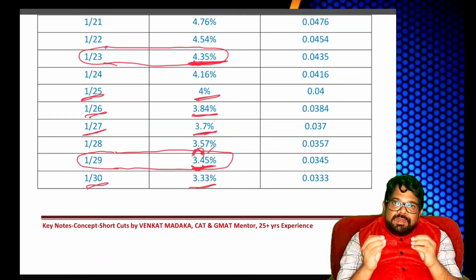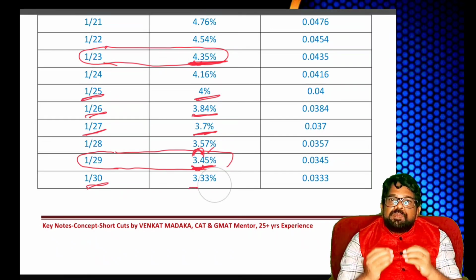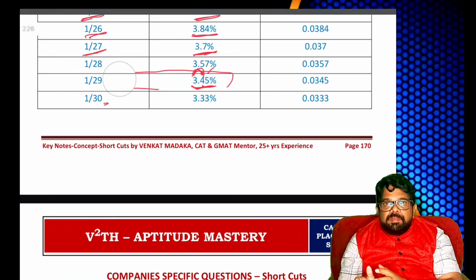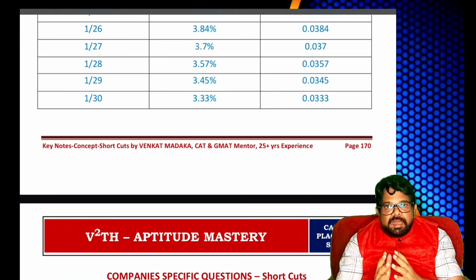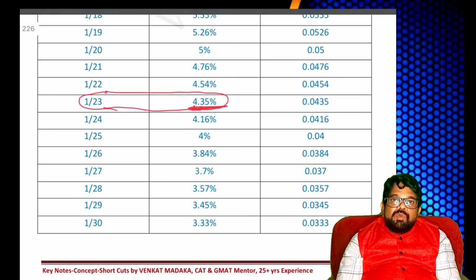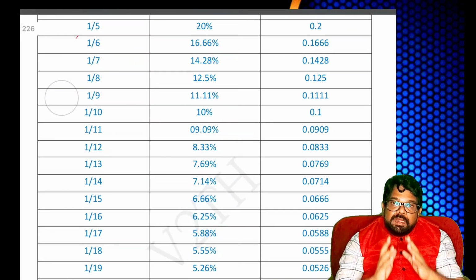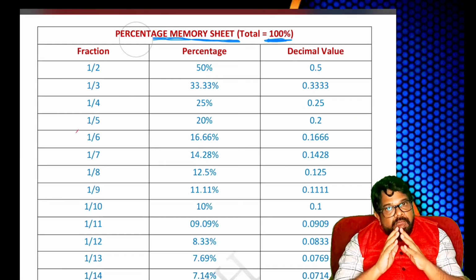So by using these codes, you have to prepare this chart. Write it on a separate paper maybe 5 or 10 times, and after practicing, then only you can get command. This memory sheet is very important for the calculation part of the entire aptitude.